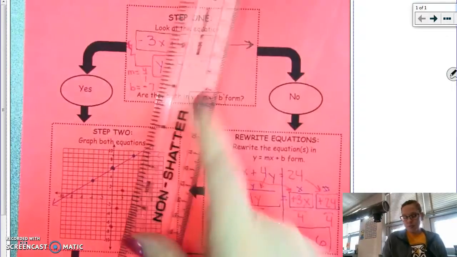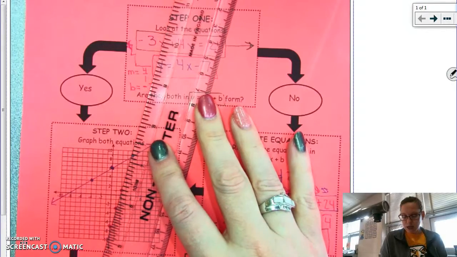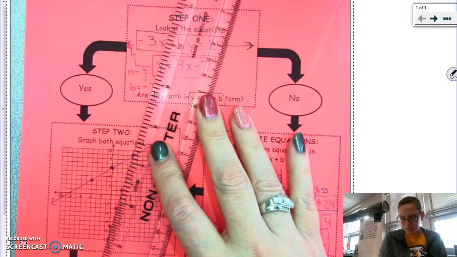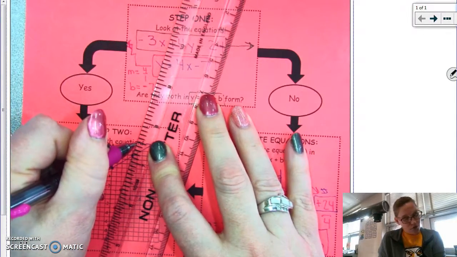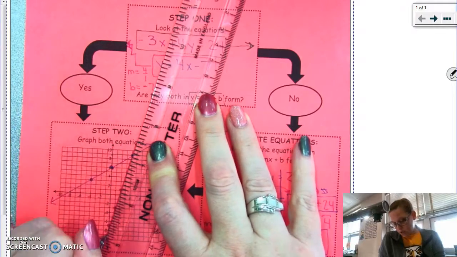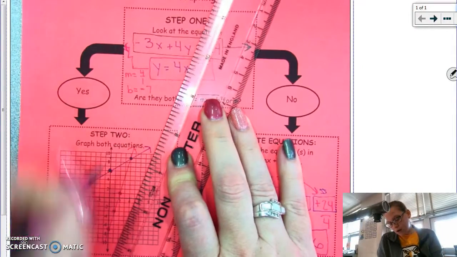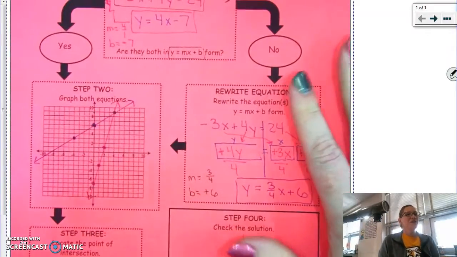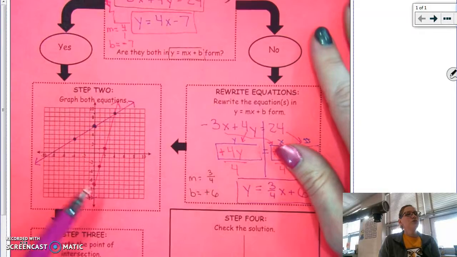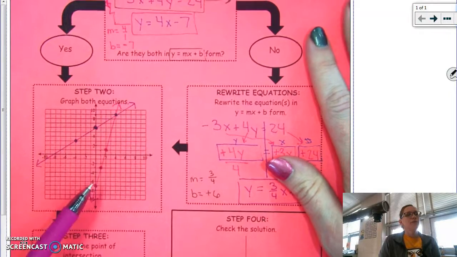Grab your ruler, line it up the best you can. There we go. Draw your line, draw your arrows, and there we go. So now you have just graphed your two linear equations on the same plane.